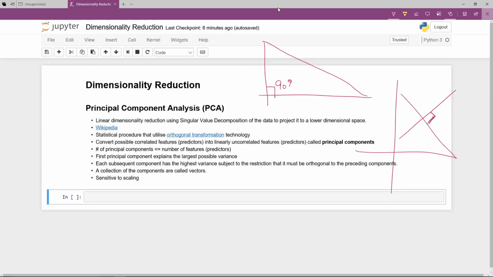Let's just call this PCA1, our principal component 1. And the second component here will be called PCA2. And this part really is what orthogonal means. The subsequent components have the highest variance subject to the restriction. And what is the restriction? It must be orthogonal to the preceding component. So PCA2 must be orthogonal to PCA1. What about PCA3? Unfortunately, this is the tricky part. I can't show you because we are starting to go into a three-dimensional space now.